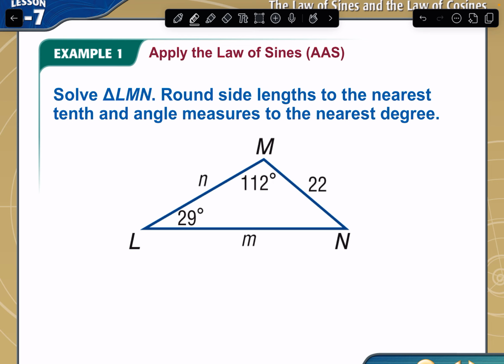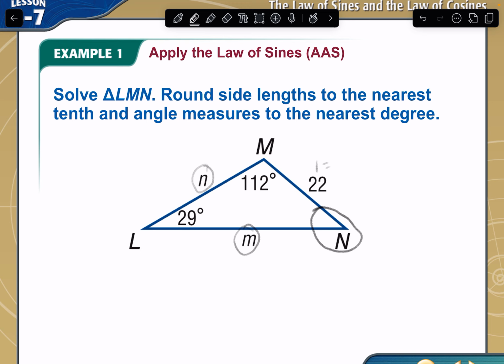anything that is not a number that's given to you needs to be a number. So I know angle measure of M, angle measure of L. I need to find angle measure of N. That one's easy. We'll talk about that in a second. I know side length L, but I don't know side length N or side length M. So there are 3 things given to me and 3 things I need to find.